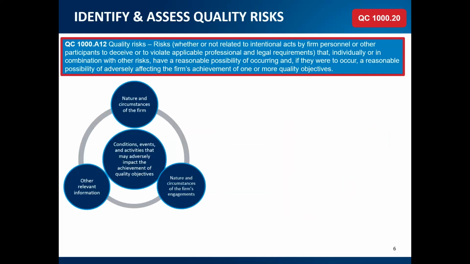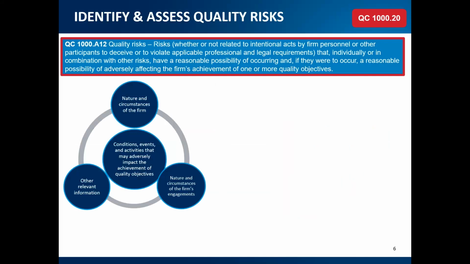As part of identifying and assessing quality risks, QC 1000 requires a firm to obtain an understanding of the conditions, events, and activities that may adversely affect the achievement of the firm's quality objectives, which includes an understanding of 1, the nature and circumstances of the firm, 2, the nature and circumstances of the firm's engagements, and 3, other relevant information.